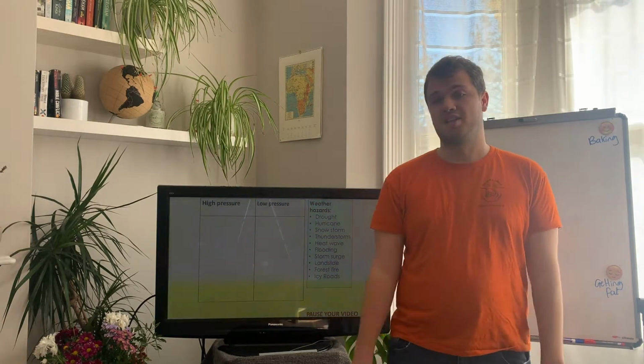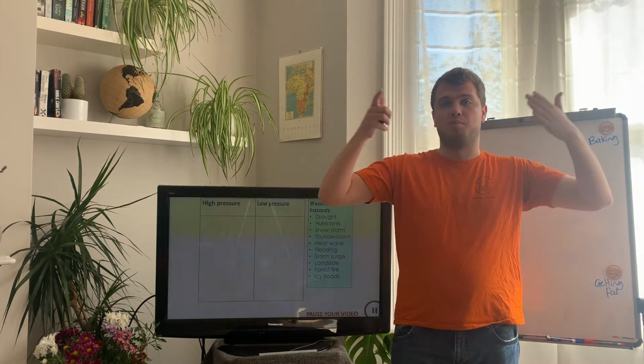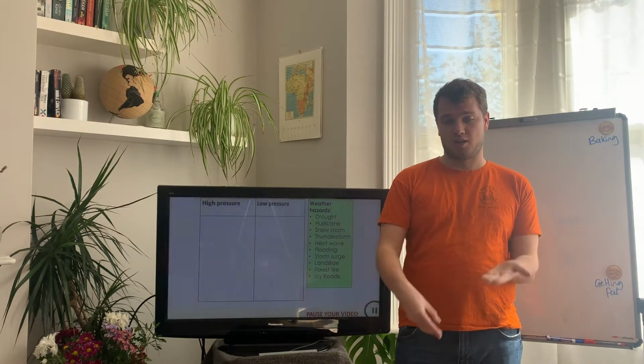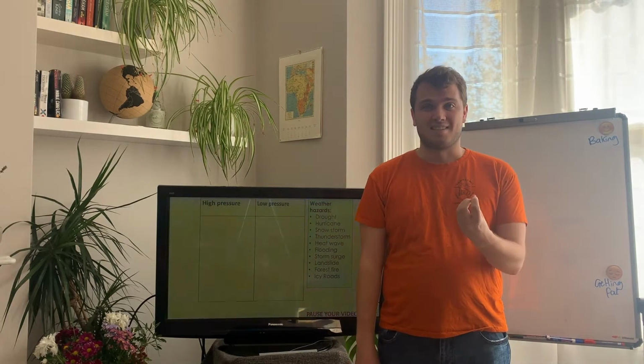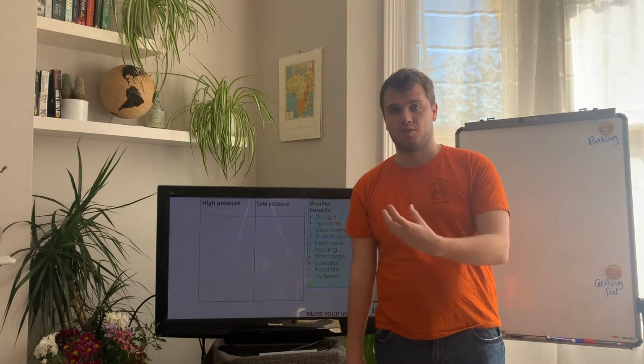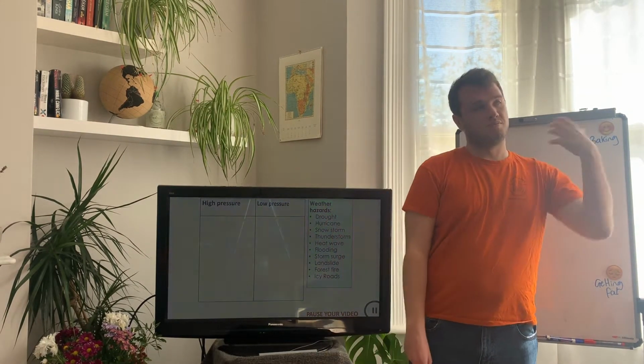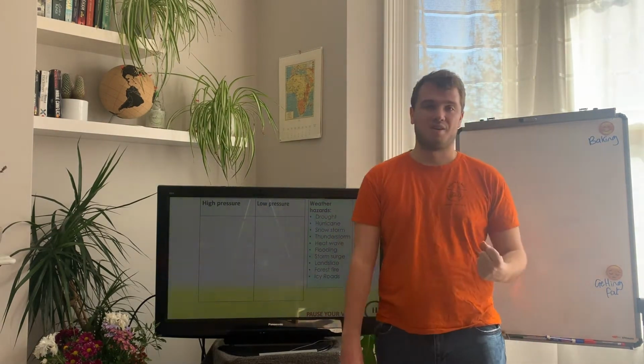And then low pressure is the opposite. It's when our air is rising upwards. And as it rises upwards, it goes from a warm place to a cold place. So that moisture condenses and it condenses to create clouds. Those clouds then lead to a plethora of different types of weather.